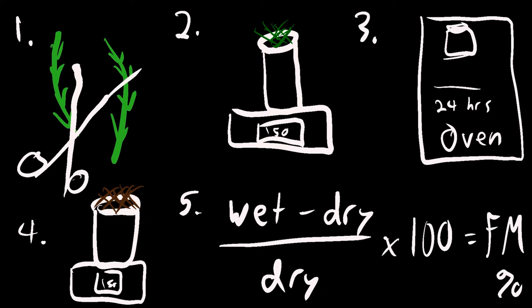But overall, that's it. The basic summary of this video is that, not a big surprise, dry fuels burn a lot hotter and faster than wet fuels. And if you want to figure out what a fuel moisture is, you just get some samples, you weigh them, you dry them out, you weigh them again, and then you use this simple formula.